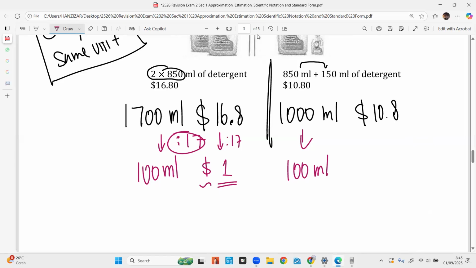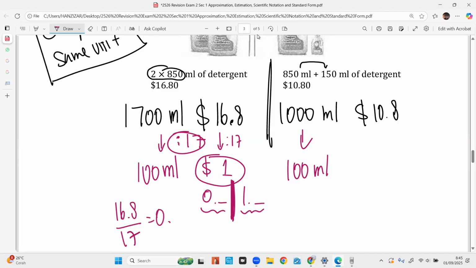Near to 1, what do you think? Is it near to 1, which means 0 point something, or 1 point something, guys? Which one is the right one? 0 point or 1 point? Need to check the understanding using your logic. So 16.8 divided by 17 is about 0 point something, right? So near to 1 but 0 point.